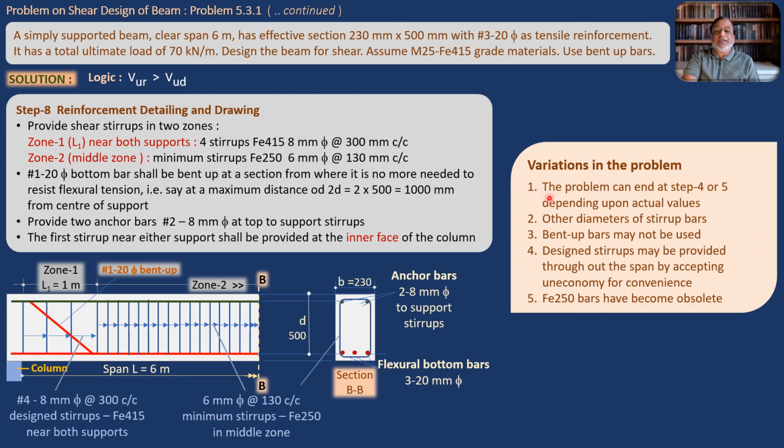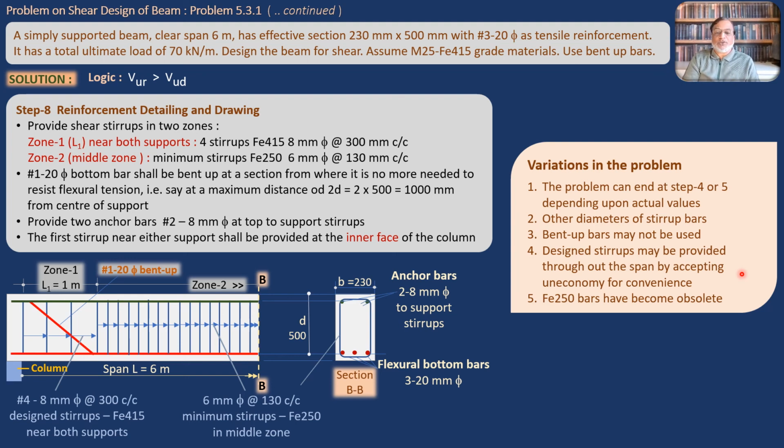First variation is the problem, every problem may not have these 8 steps. As we have seen, some problems may end at 3rd step or 4th step or 5th step, depending upon the VU and VUR and VUD comparison. So depending upon your problem may not require bent up bars. In your problem only minimum stirrups may be sufficient. So like that your steps will depend. Secondly, other diameters of stirrup bars can be used.